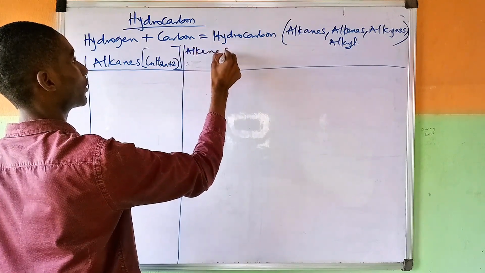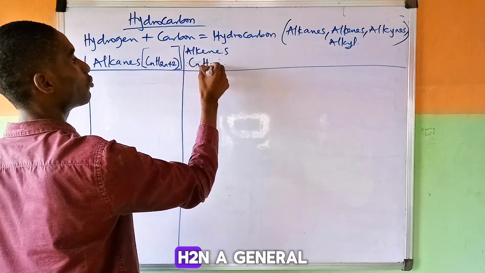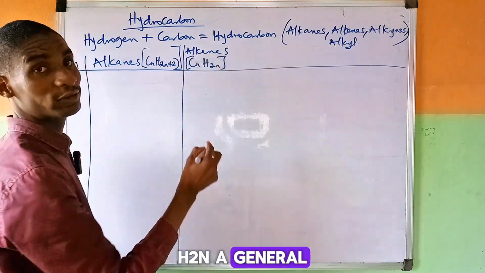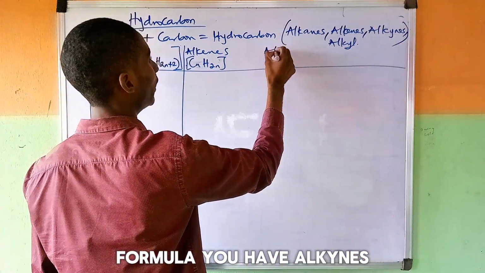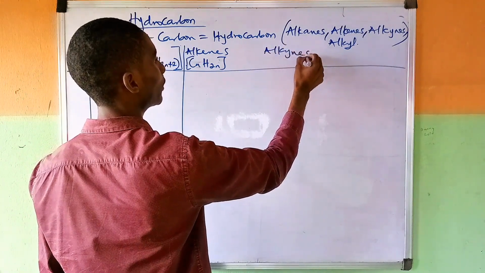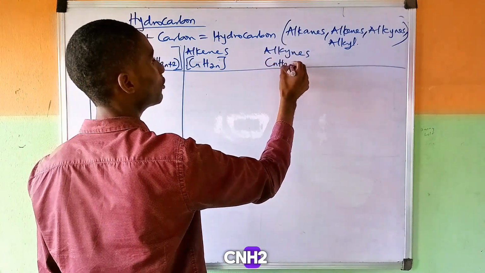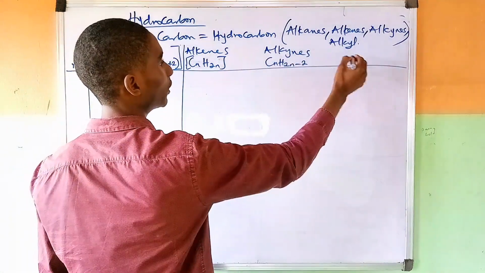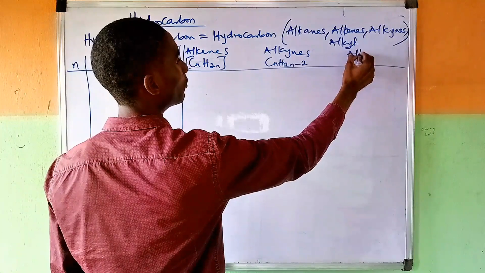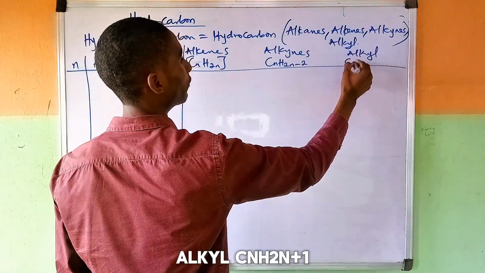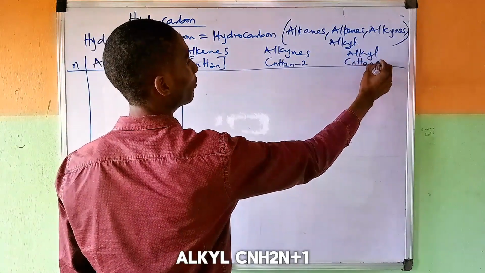You have alkenes. Their general formula is CnH2n. You have alkynes. Their general formula is CnH2n-2. And you have the alkyl group. Their formula is CnH2n+1.